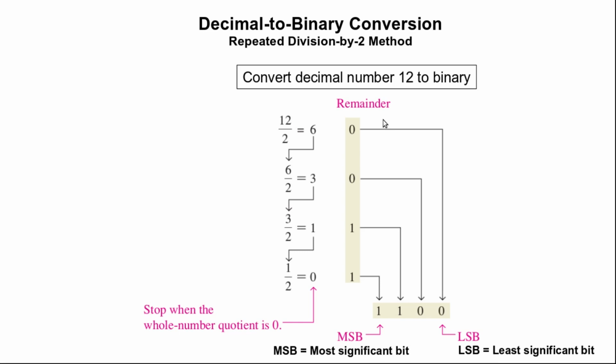And hence, our binary number is 1100. So decimal number 12 converted to binary is 1100. So that was the repeated division by 2 method.